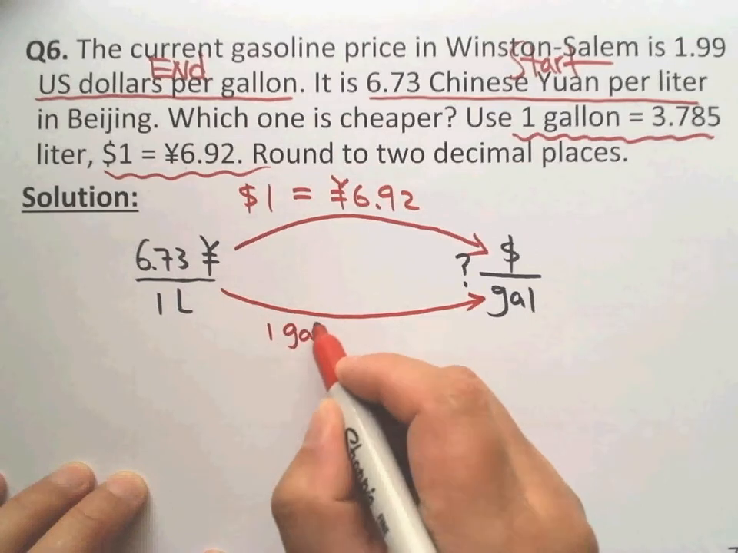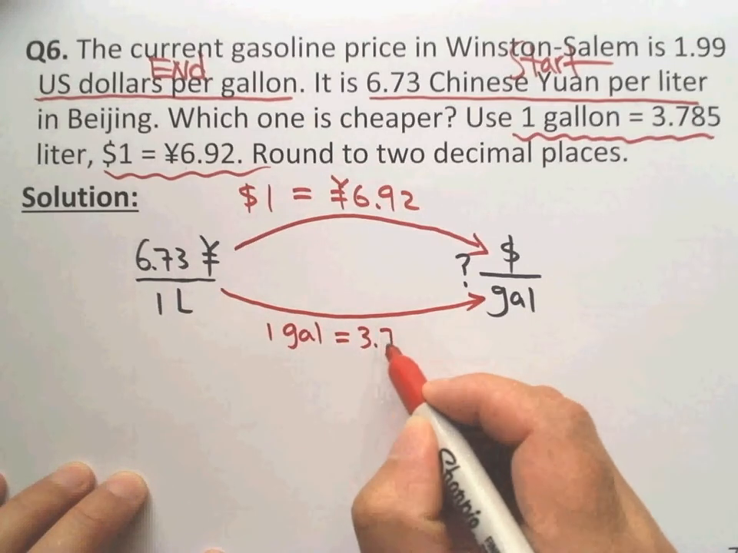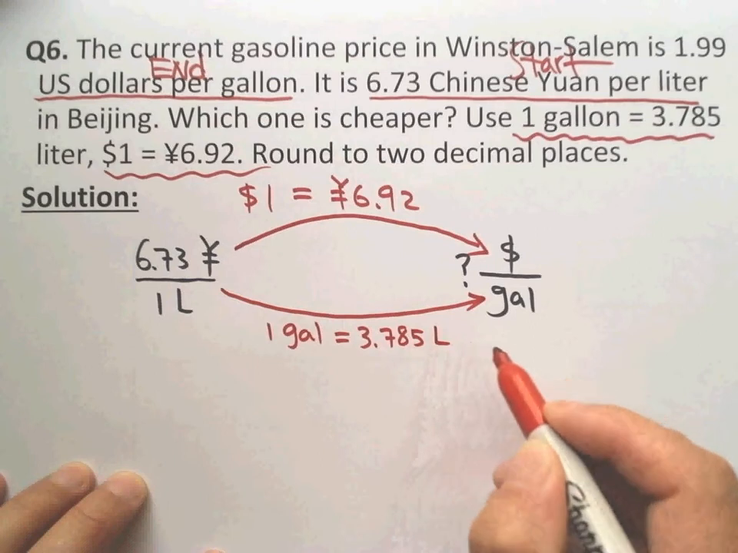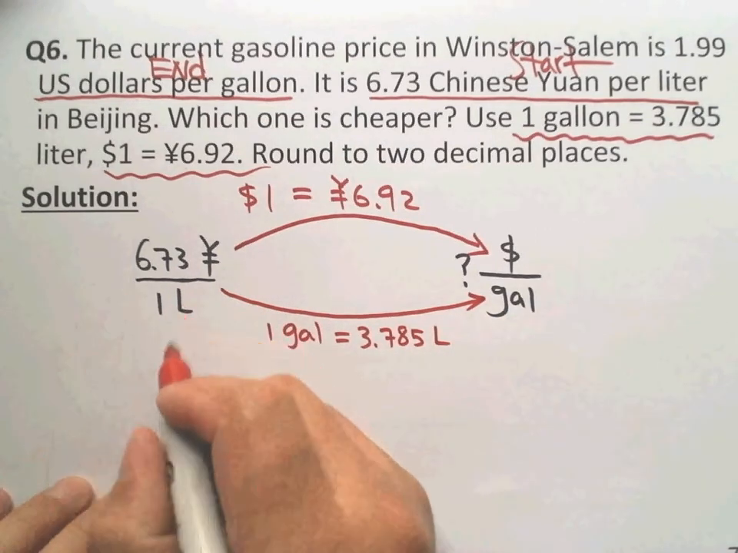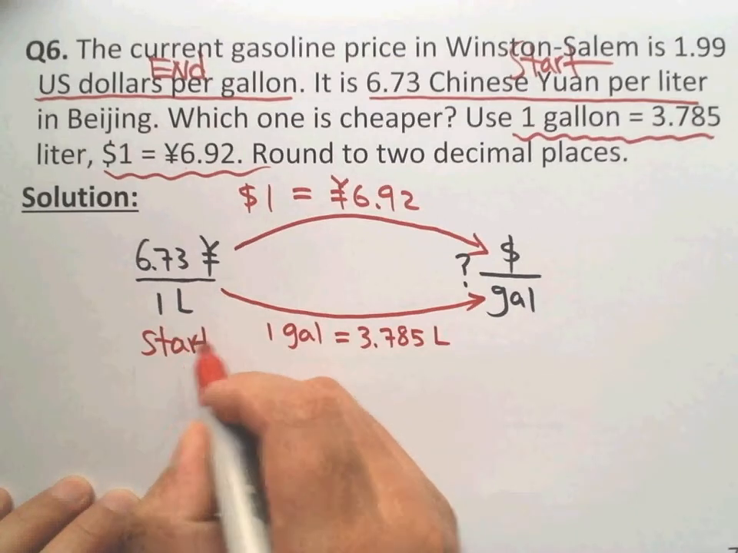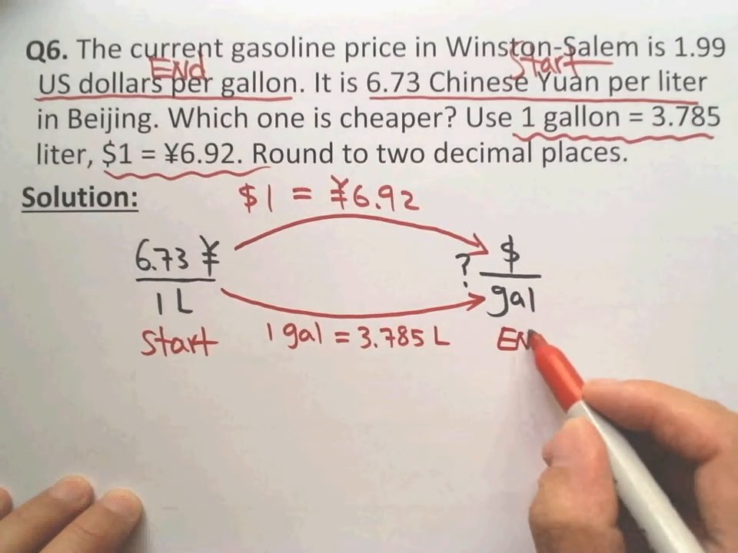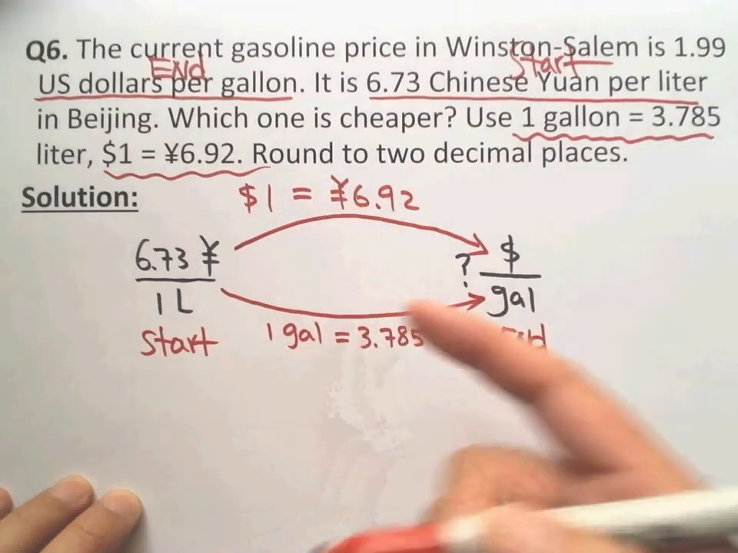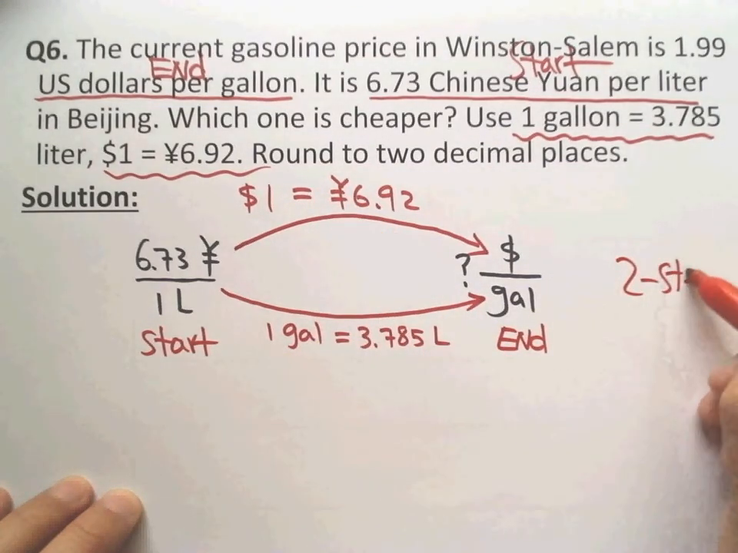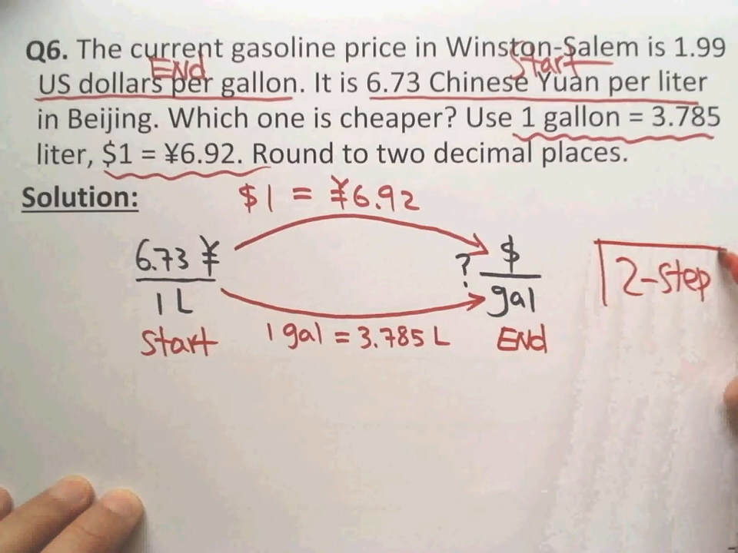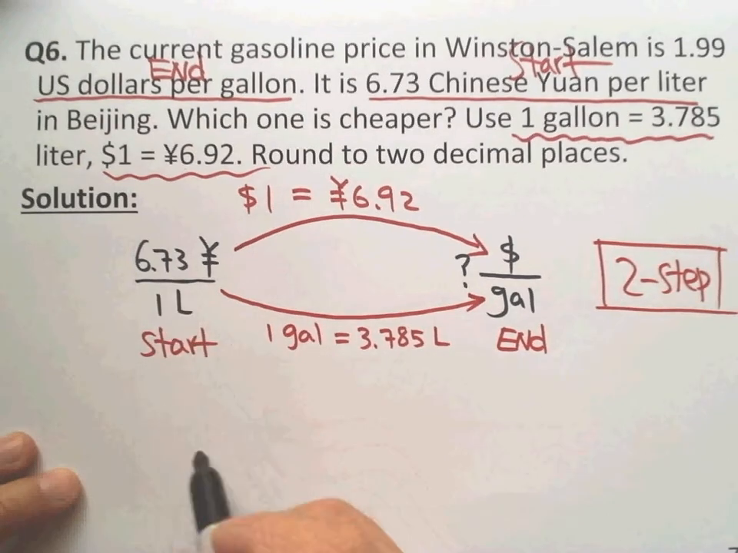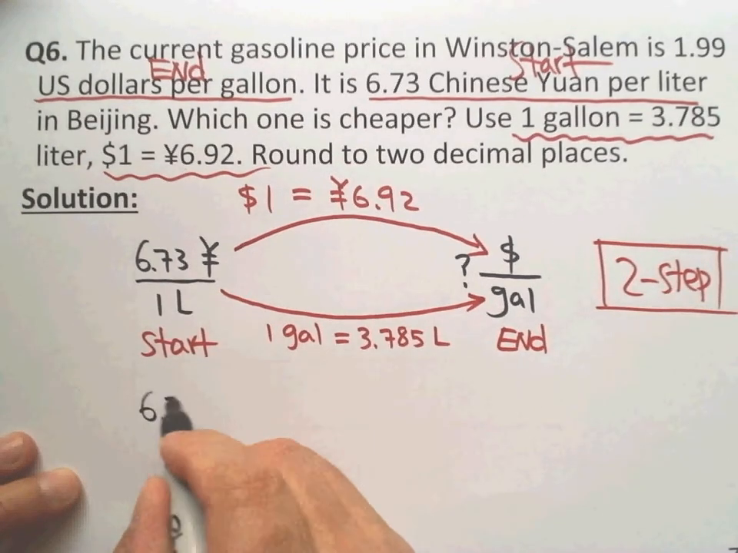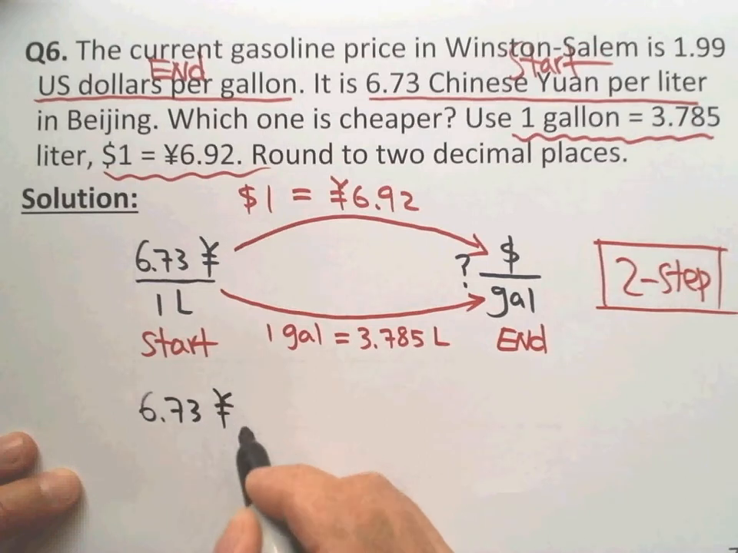Look at this. How to convert the liter to gallon? The relation is here. 1 gallon equals, okay, so we can write 1 gallon equals 3.785 liter. Okay, so from the liter you can go to gallon easily. And this is the start, of course. This is the end where we need to go. So there are two steps. There's a 2-step conversion.